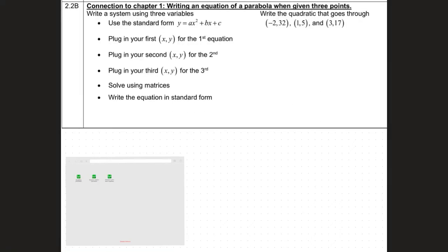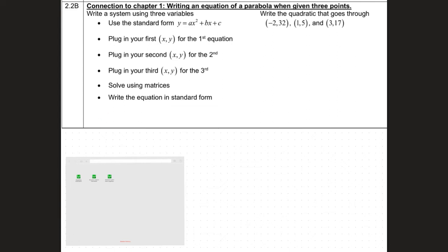Okay, we're going to try and connect some chapter 1 stuff with what we're doing here. You may get a question like this. It says, write the quadratic function that goes through these 3 points: negative 2, 32; 1, 5; 3, 17. And this is kind of how we're going to do it, okay?